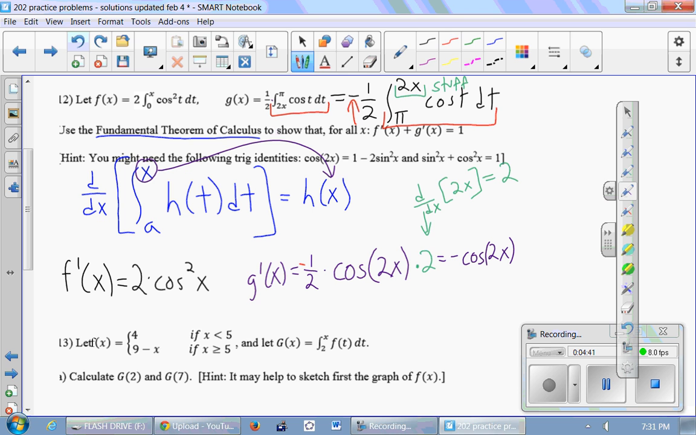We still have some work to do because we're trying to prove that the sum of these two derivatives is always 1. That's an identity we're after. And the rest of this is just going to be trig stuff, which isn't technically calculus. So let's see if we can finish this problem here.